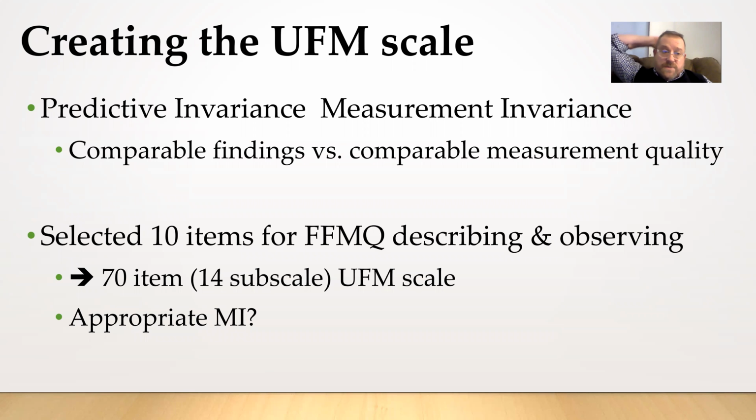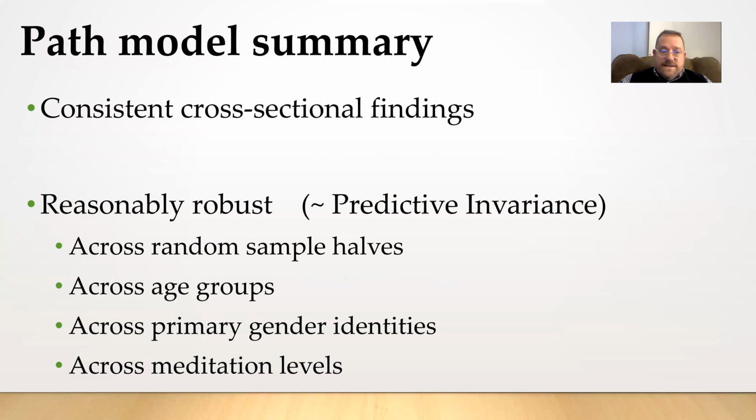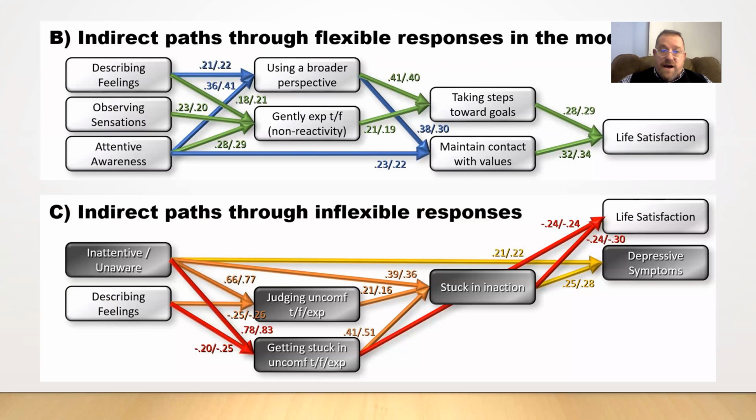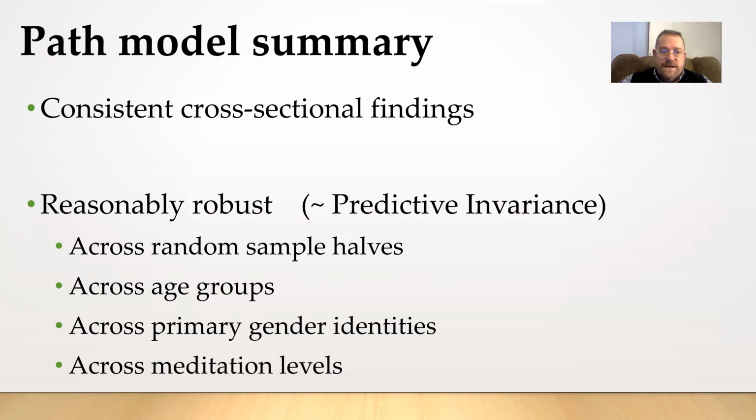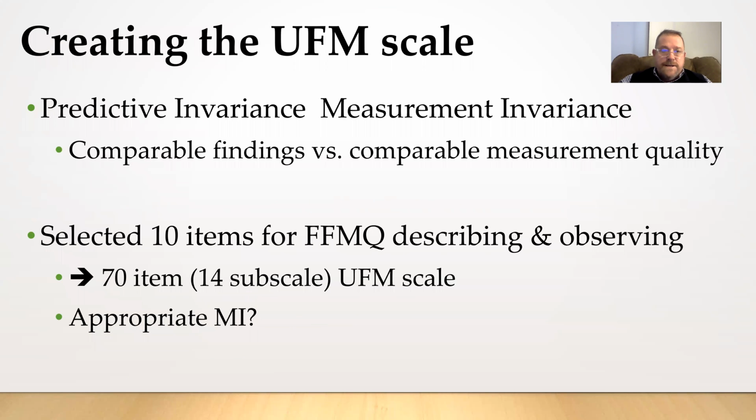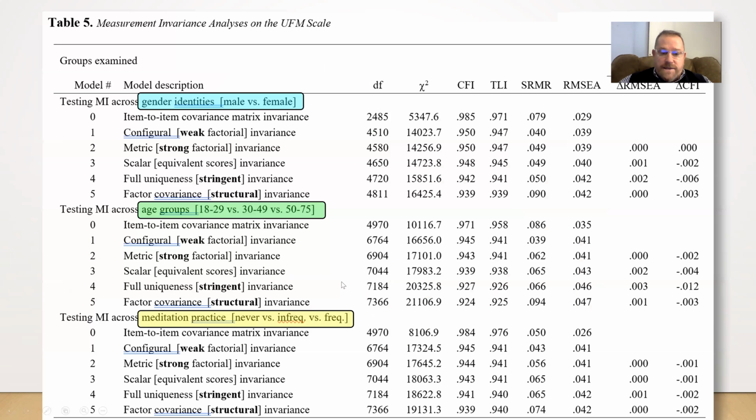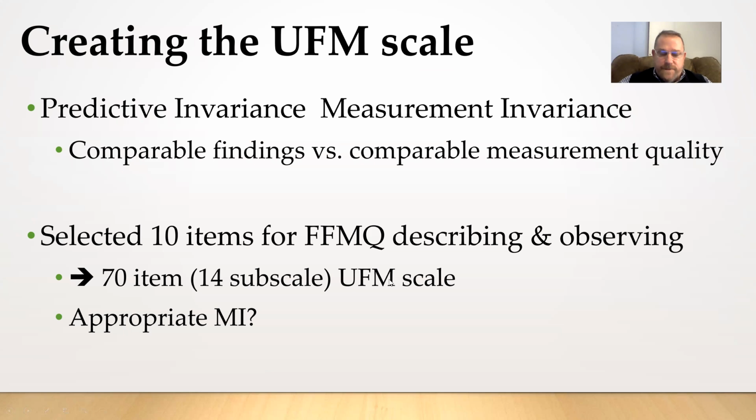Because that model was supportive, again, obviously these are cross-sectional findings, although now, thankfully, we have longitudinal findings to come back and look at this. But those are cross-sectional findings. But to facilitate future research, we used IRT on the describing and observing FFMQ subscales so that we could add 2 subscales to the MPFI to create the UFM scale.